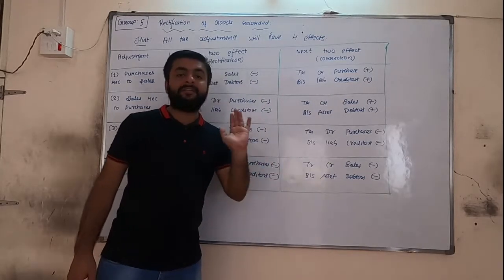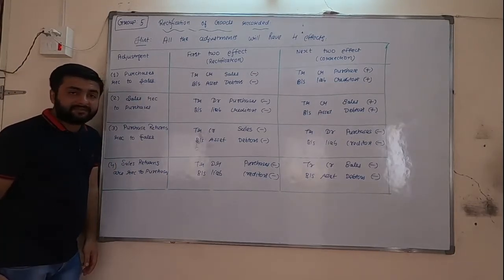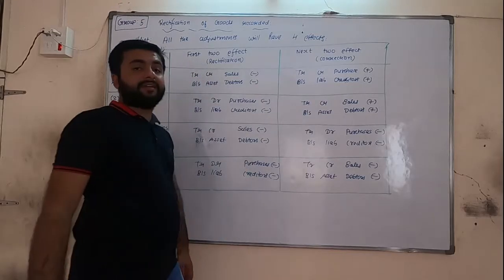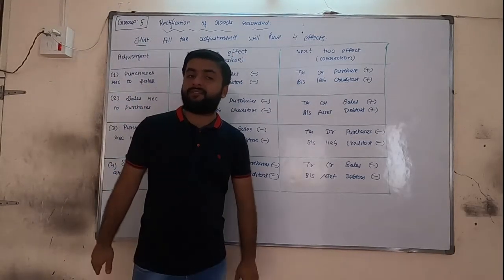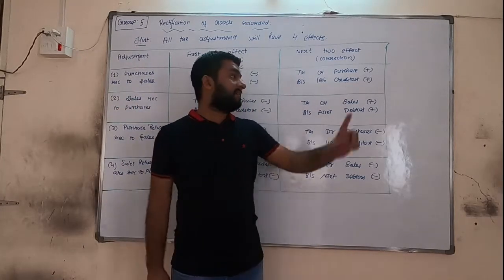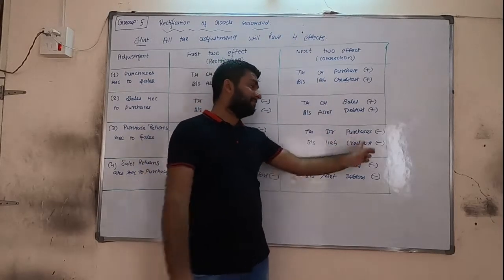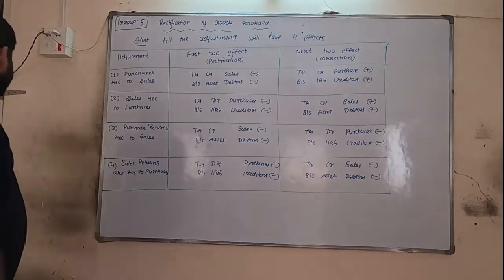So I hope everyone is getting my points. What I mean to say is, adjustments are very easy, friends. These are the first and second effects, and these are the third and fourth effects. The first two effects will always be minus minus because it is for rectification. The next two will be dependent. If they are purchases and sales, then plus plus according to group 4. If they are returns, then minus minus. I hope you are understanding my point.